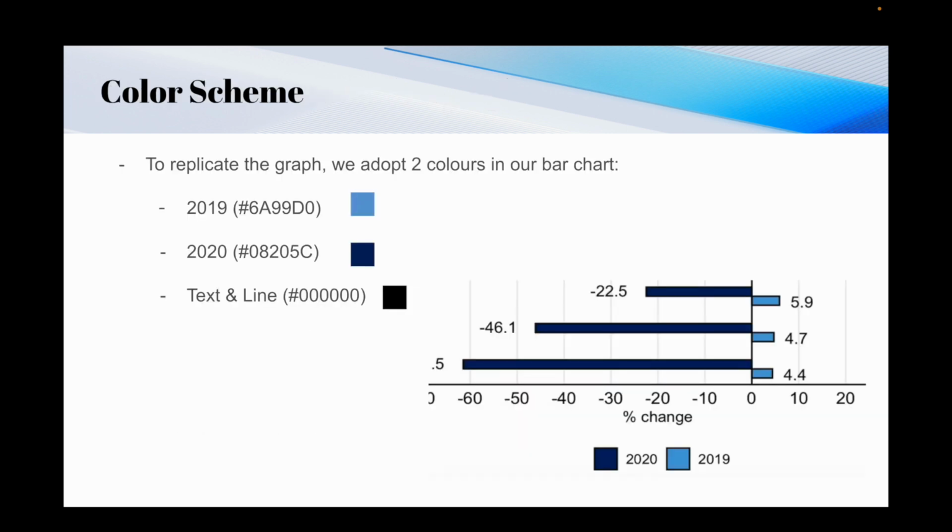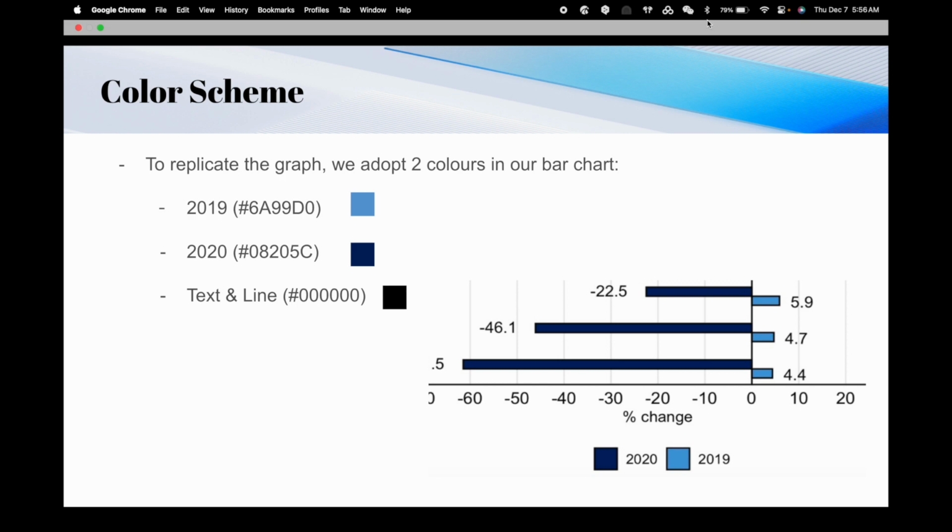Regarding the selection of color in the graph, we use 3 colors based on the original image. They are medium blue, dark blue, and black. These colors help visually distinguish different bars and the descriptive text.